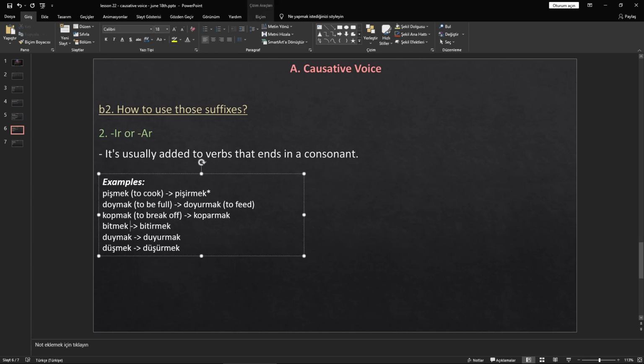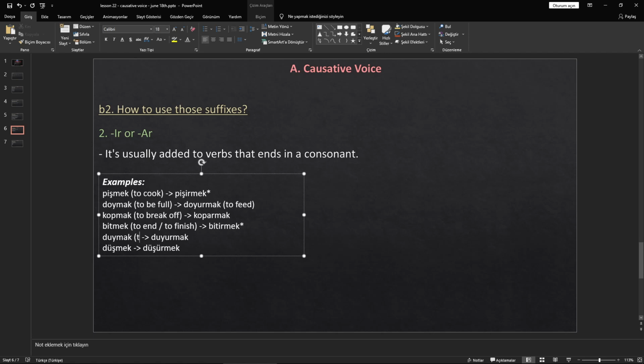Bitmek means to end or to finish. But when I insert bitirmek, I am the one ending it. And this goes the same as pişirmek. So I put this yıldız on it.